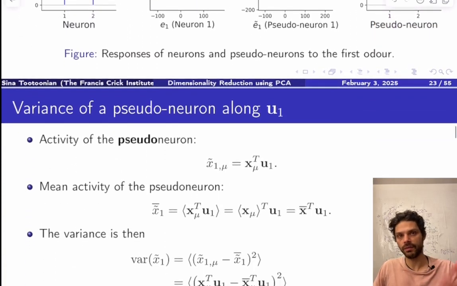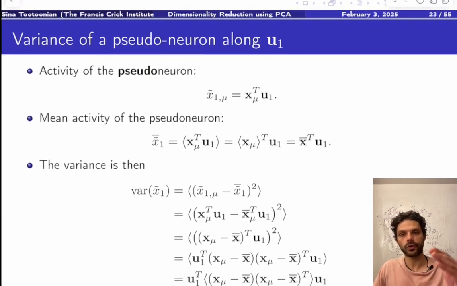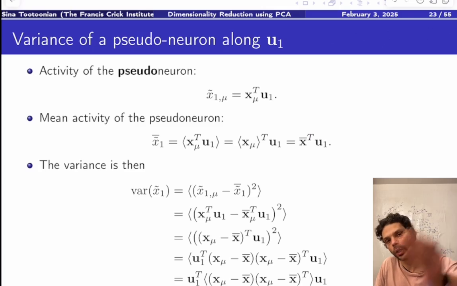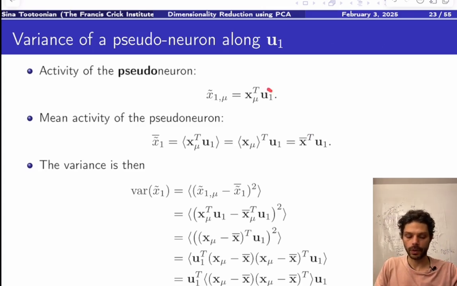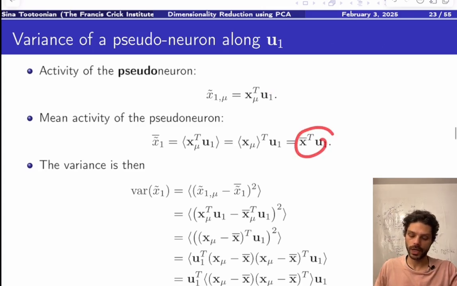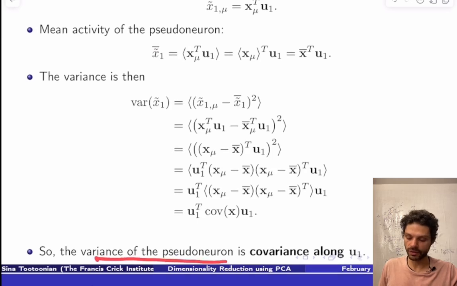Now, how do we get the activity and variance of a pseudoneuron? Well, it's exactly the same thing, but we just change the direction. So let's say a pseudoneuron has a direction U1. Well, the activity, how do we get it? We project the population vector along that direction. How do we get the mean activity? We project the population mean along that direction. How do we get the variance? Exactly the same computation. We project the population covariance along that direction. So it's exactly the same pattern, right? The variance of a pseudoneuron is the covariance along a particular direction.